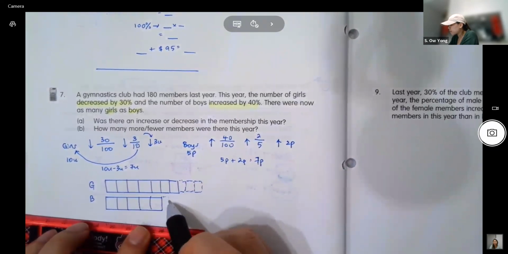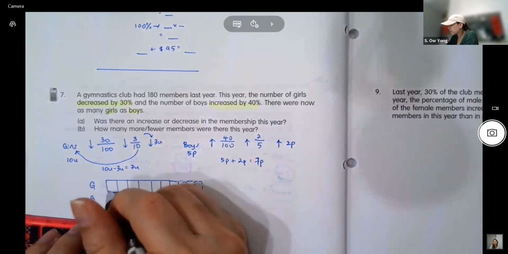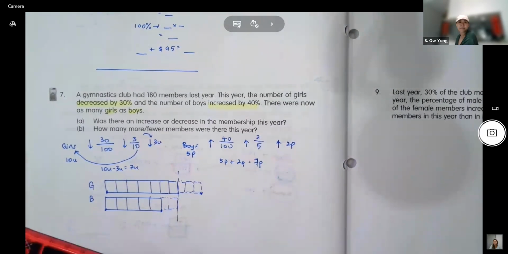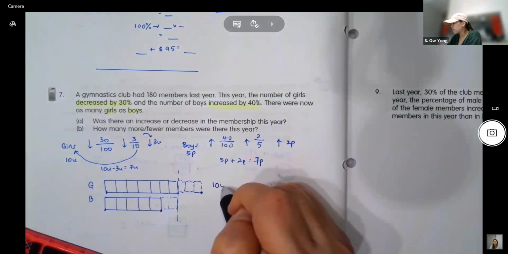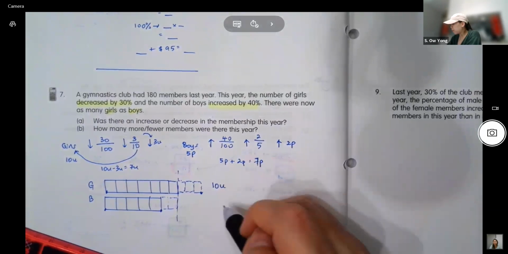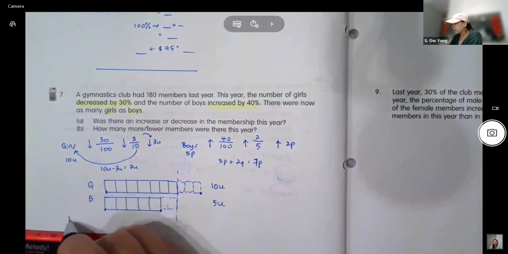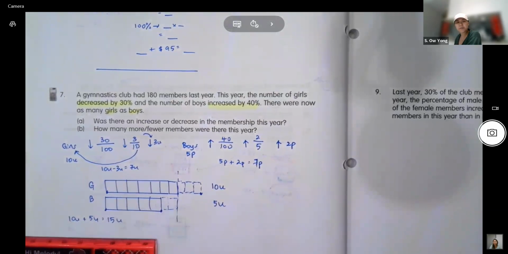Okay, after increasing, initially is here, then they have the same. So I'm going to tell you that the girls at the beginning have 10 units. The boys at the beginning have 5 units. So 10 plus 5 is 15.